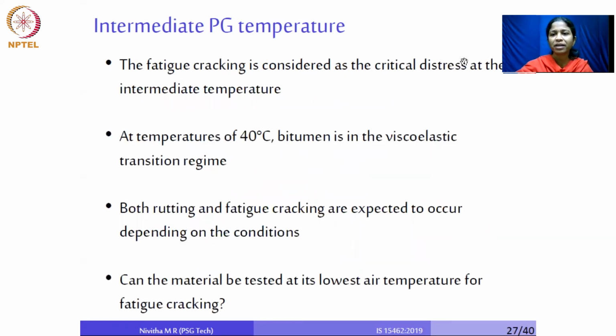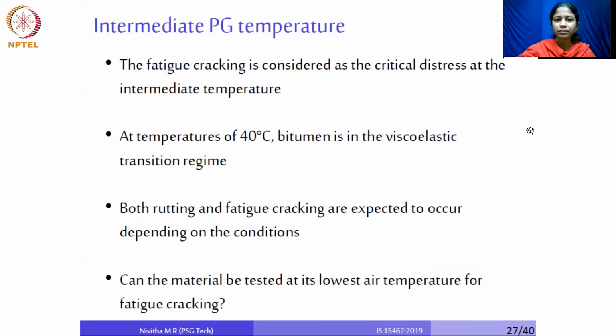So what are the issues with regard to the use of this particular temperature? The first one is that fatigue cracking, as I mentioned, is considered a critical distress at the intermediate temperature. At temperatures of about 40 degrees, bitumen is in the viscoelastic transition regime. In one of my previous lectures, I have mentioned what this viscoelastic solid-fluid transition is and how we have tried to capture it. At 40 degrees Celsius, it's more or less in the transition regime. So depending on the traffic and climatic conditions, sometimes rutting might be prominent, or sometimes fatigue cracking might be prominent. So the response will keep varying.